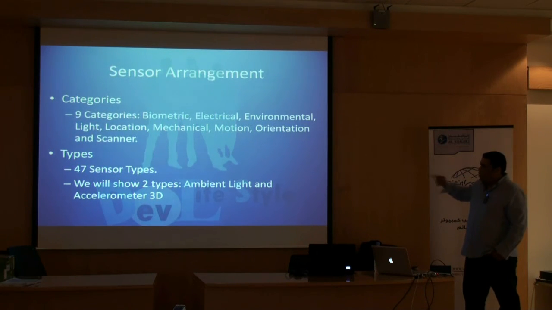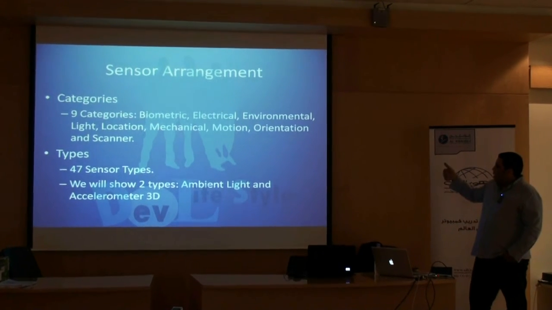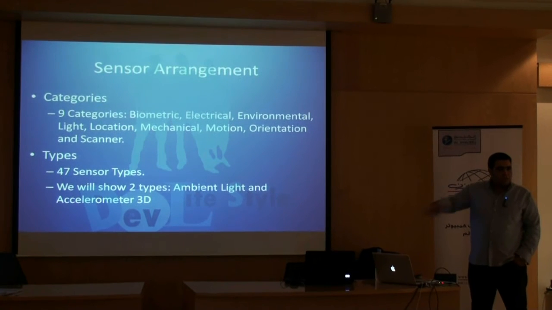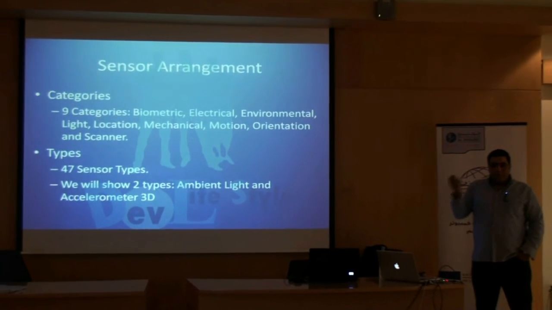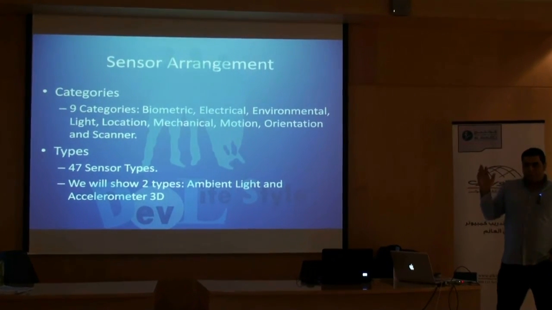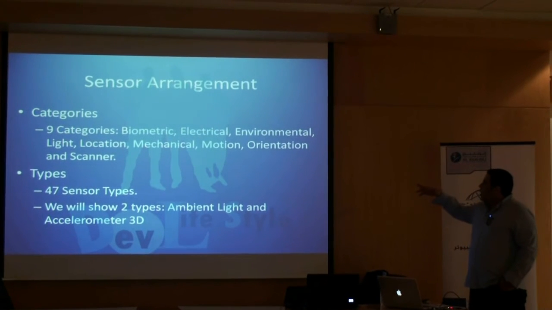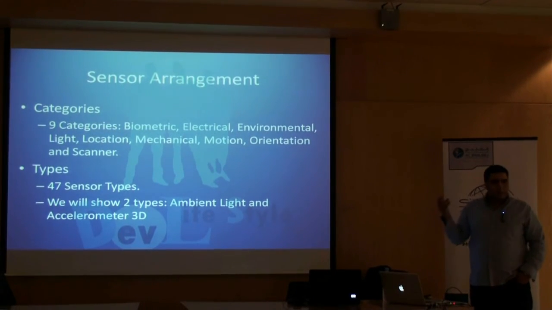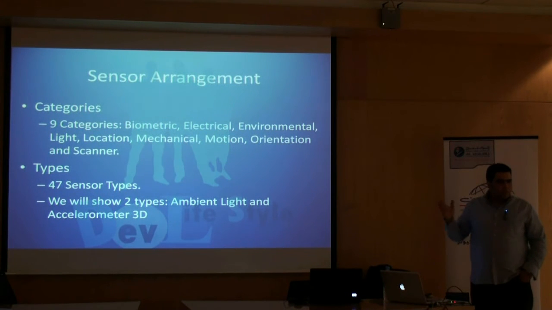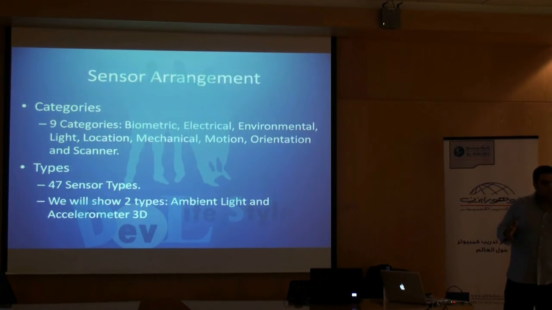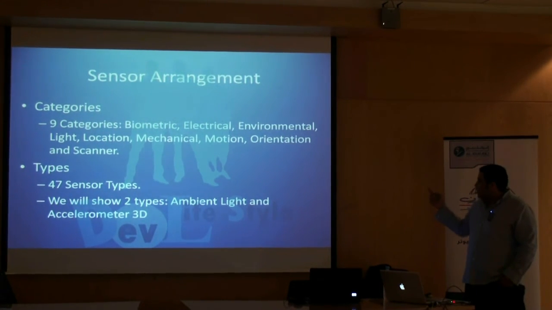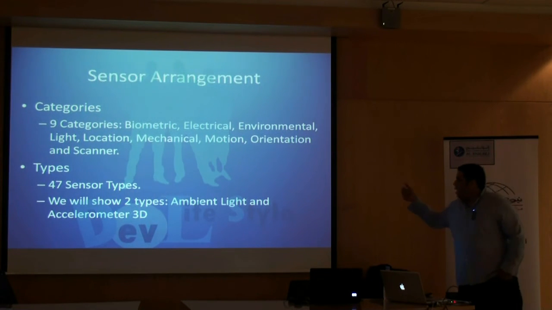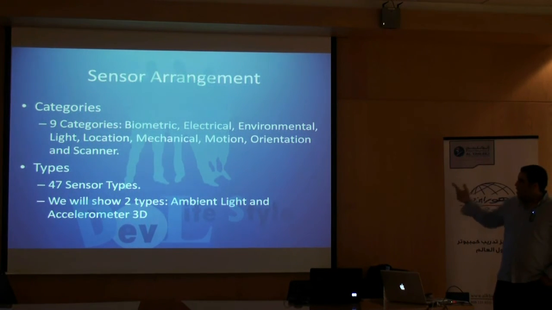We have biometric, like the fingerprint or facial recognition. We have electrical: current, volt, whatever electrical sensors. Environmental, like ambient temperature, pressure, humidity. We have light, so the ambient light. Location, which is the most popular one here, it's the GPS location. Mechanical, we'll see in a minute. Motion, orientation, and scanner. Actually, the most popular ones are light, location, and motion.